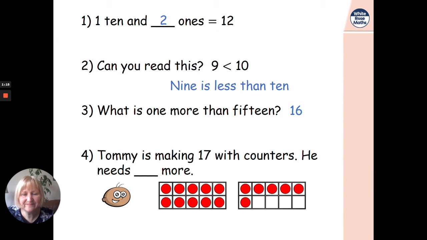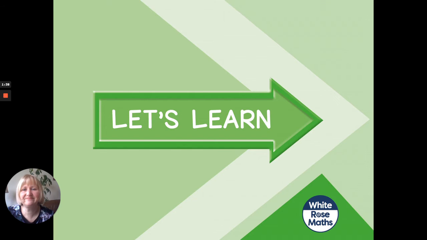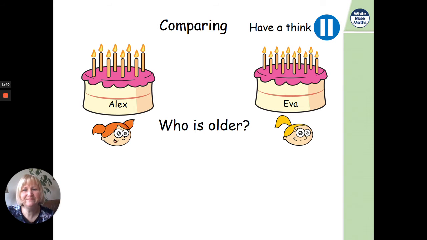Well done. Tommy is making 17 with counters. He needs more. So he's got 10, 11, 12, 13, 14, 15, 16. How many more does he need on this tens frame? He needs 1 more. Well done. Now he's got 17.